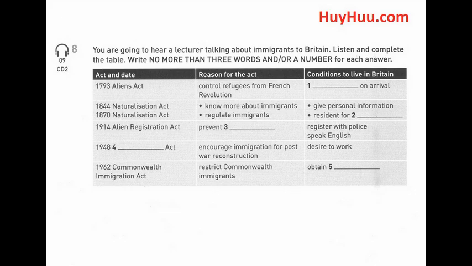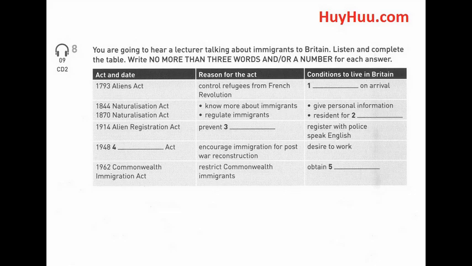However, in the 20th century, this began to change. The Alien Registration Act was introduced in 1914, and when the First World War broke out, all aliens over the age of 16 had to register at local police stations, be of good character, and demonstrate a working knowledge of English. The reason for this act was to create a feeling of patriotism among migrant communities and also to stop spies from Europe infiltrating the country.